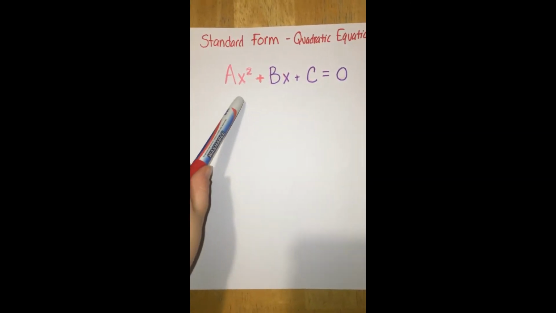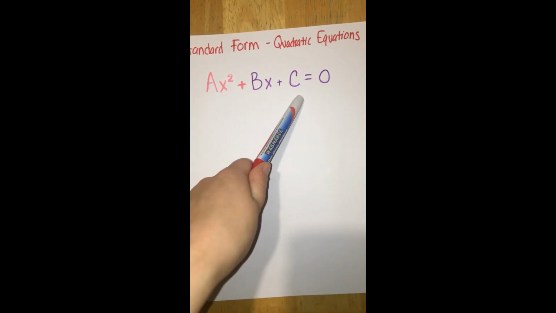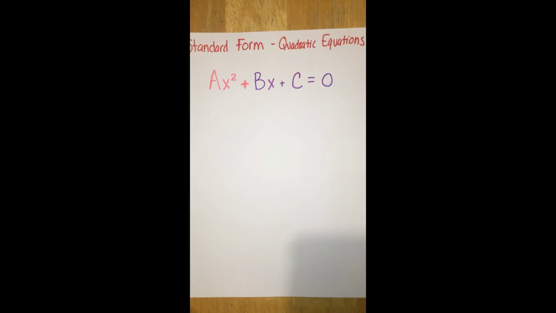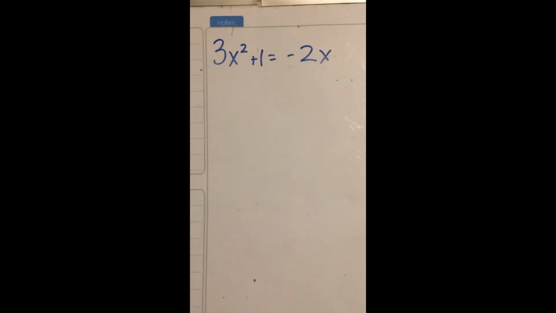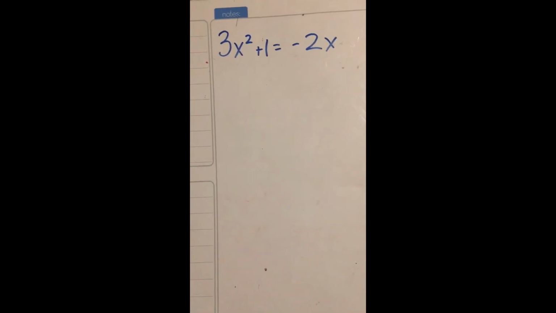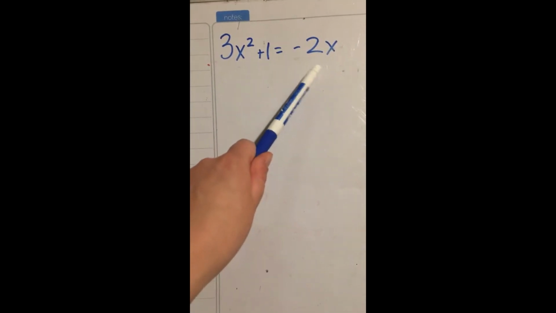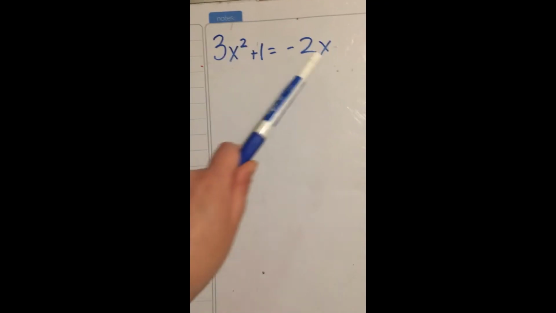Alright, so an x squared, then an x, then just a regular value, and it's always going to equal 0. So if we have something like this, and we have to write it in standard form, this is not standard form because it does not equal 0, and all of the other parts need to be on one side to equal 0.